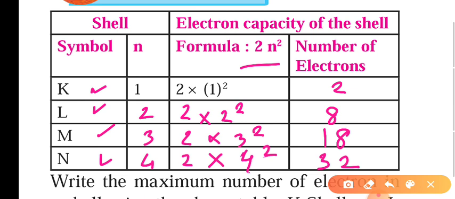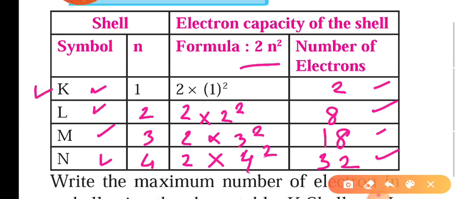So this 2, 8, 18, 32. These are the maximum number of electrons. Keep this in mind. This is not a minimum number, or that only this many electrons will be there. No, it's nothing like that. It is the maximum capacity of a particular shell. How many electrons they can have in this particular shell.